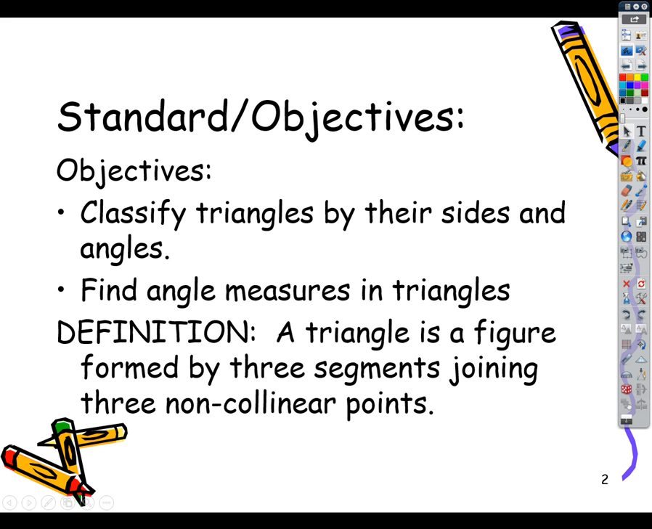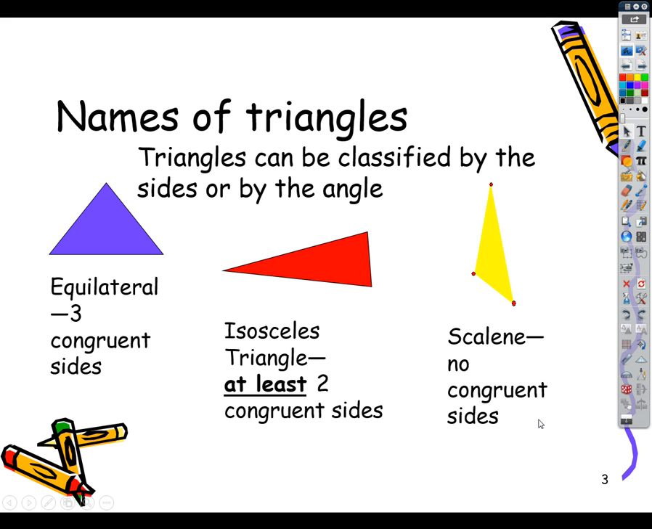Three segments that meet at three different vertices. Vertices have to be non-collinear points, or it would be a line, not a triangle. When we classify triangles by sides, there's only three possible ways we can categorize them. Either they're equilateral. What does that word mean if we break it down? Equilateral. Equi means same sides. So any triangle with three congruent sides is equilateral.